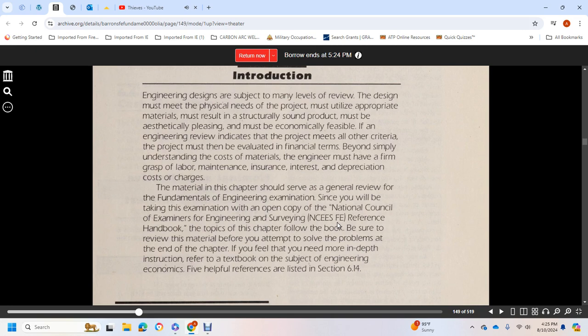If an engineering review indicates that the project meets all of the other criteria, the project must then be evaluated in financial terms. Beyond simply understanding the cost of material, the engineer must have a firm grasp of the labor, maintenance, insurance, interest, depreciation, costs, and charges.